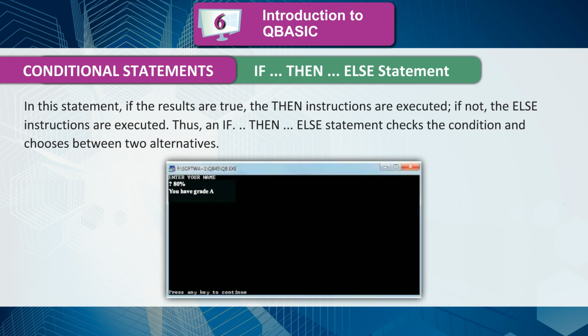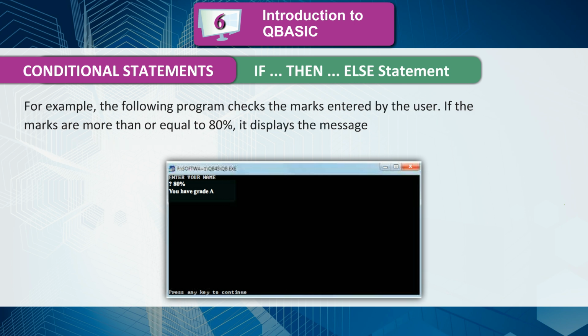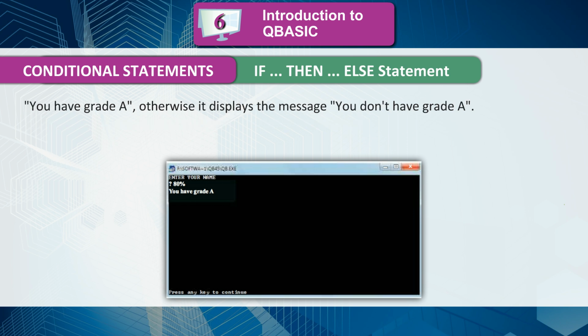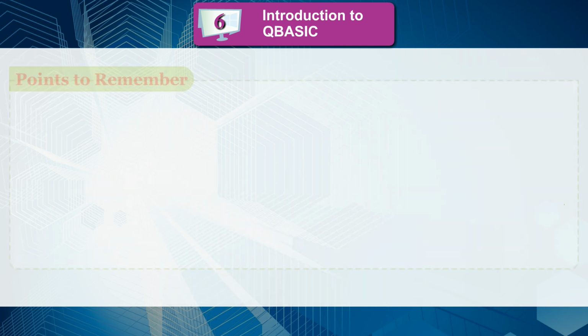If-then-else statement. In this statement, if the condition is true, the THEN instructions are executed. If not, the ELSE instructions are executed. Thus, an if-then-else statement checks the condition and chooses between two alternatives. For example, the following program checks the marks entered by the user. If the marks are more than or equal to 80%, it displays the message "You have grade A," otherwise it displays the message "You don't have grade A." REM a program to check the grade of marks.